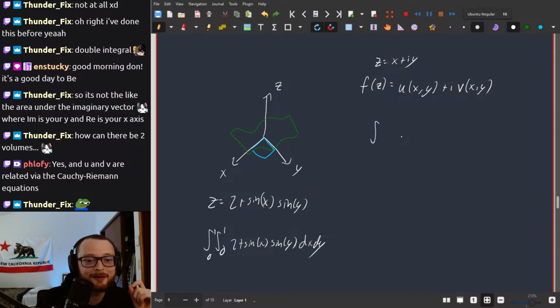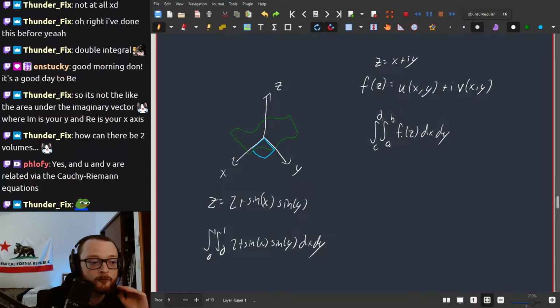Okay, so I don't know of a time that we're ever interested in the double integral of some function of a complex variable. And let's just say from A to B, from C to D. A and B are the real parts, C and D are the imaginary parts.